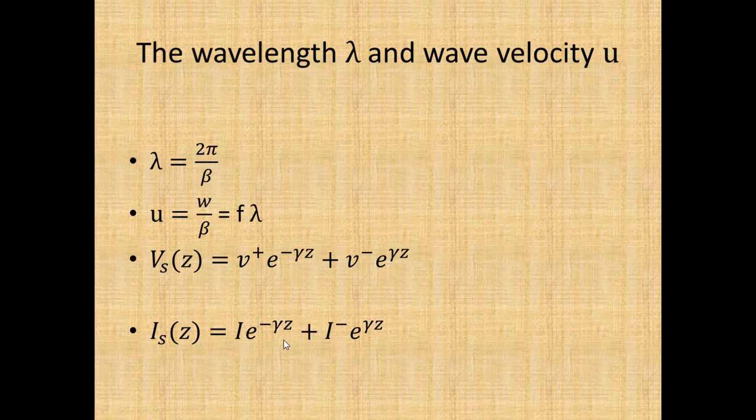Similarly, the current is also there: I plus e raised to minus gamma z, and I minus e raised to gamma z. So the propagation constant is there. From this quantity, the wavelength lambda is calculated using 2 pi upon beta, and the velocity u is calculated using omega by beta. This part is traveling in the positive z direction, and this part in the negative z direction.